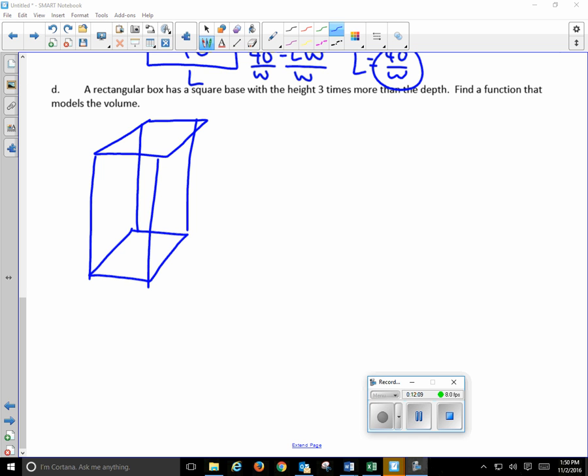Okay, I got a rectangular box. The base is square. So I'm going to call the base x by x. It says the height is 3 times the depth. So what would be the expression for the height? 3x. Now, in order to find the volume of a box, I just multiply all three dimensions, right? So the volume in terms of x is 3x cubed when you multiply all those together. Again, I'm going to try to show you as many examples. At some time, we hope the aha moment comes on your own. Flip it over.